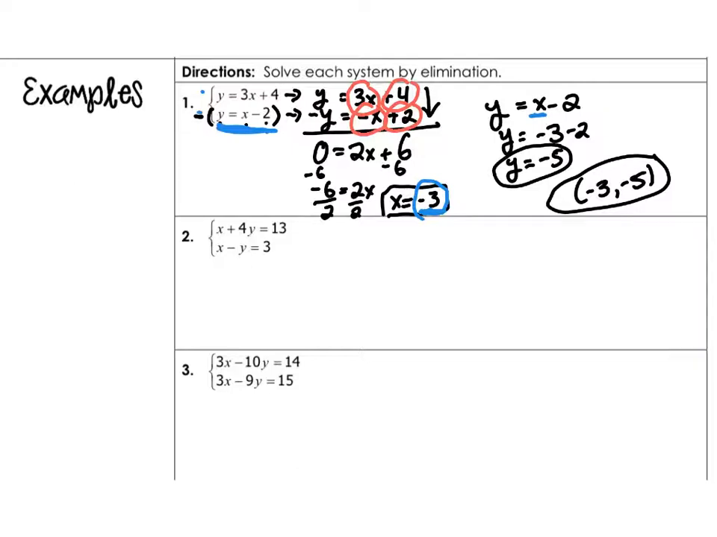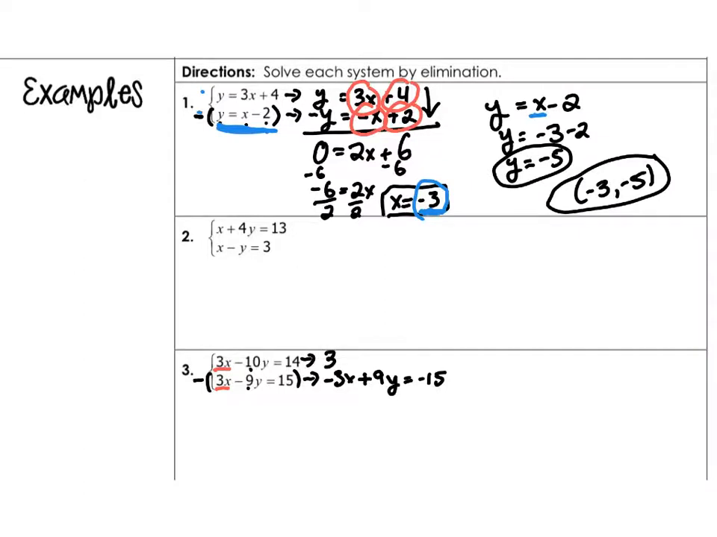Okay, now looking at the y's, we have negative 10 and we have negative 9. Well, they are different coefficients, so we know we're going to look at the x's. Okay, now we have 3x and 3x. Sort of like in number 1, we're going to have to change this second equation to minus, so we need to subtract it. So we're going to change all the signs of the second equation. So negative 3x plus 9y equals negative 15. Make sure you switch all of the terms signs.